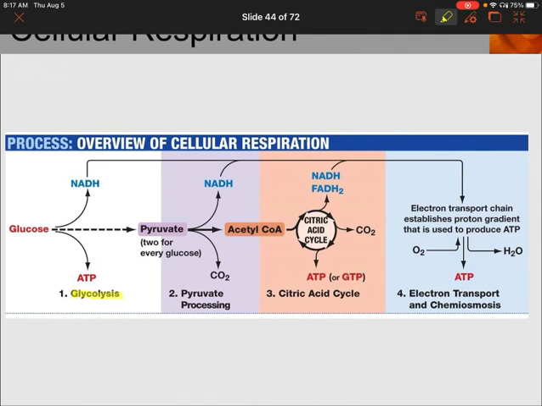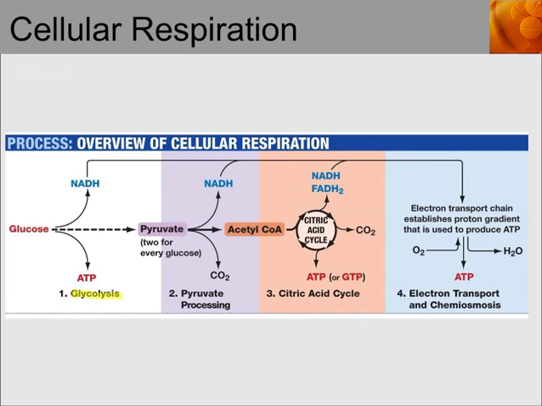So the first step is glycolysis. So this is where glucose or even other monosaccharides will be broken down into two pyruvate molecules, or rather they're converted into two pyruvate molecules. Then once we have that pyruvate, that's going to go through pyruvate processing and become a molecule called acetyl-CoA. Then acetyl-CoA is going to enter something called the citric acid cycle.